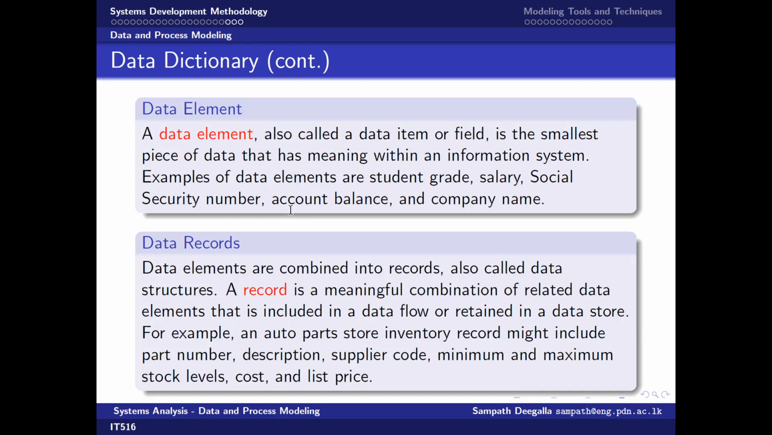So basically, in a record, you have a combination of related data elements, right? For example, if you take auto parts, you can have part number, description, supply code, and so on. And if you take, for example, a librarian, you can have employee number, name, salary, gender, and so on.